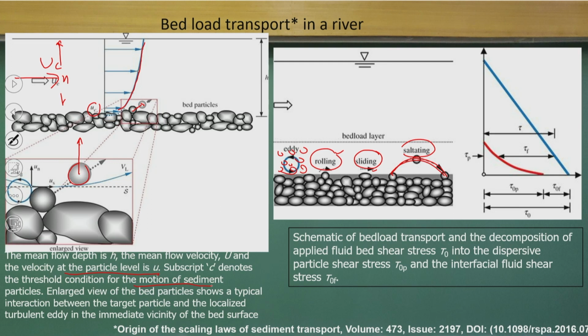So, if you look at that, the bed materials can have rolling, sliding, or silting. It will have a certain thickness where the bed materials will be quite significant, and as a result of the movement of the bed materials with the flow, we will see that there will be two shear components acting on this. It is decomposed into two parts, one of which is a dispersive particle shear stress.